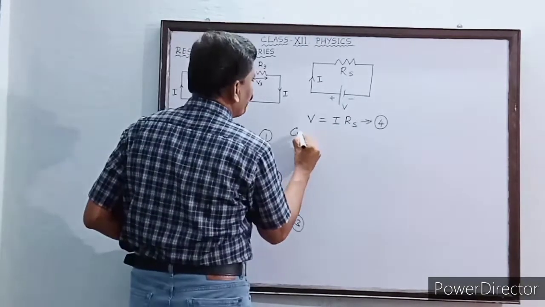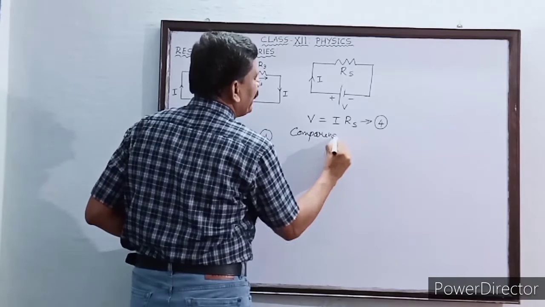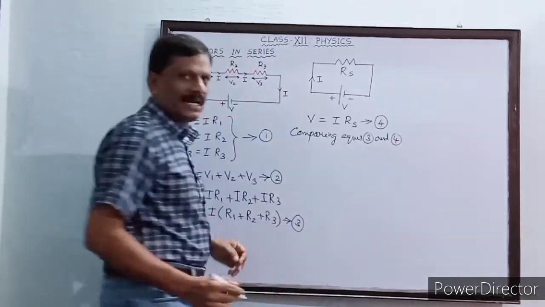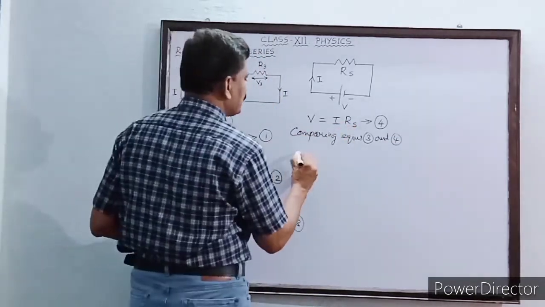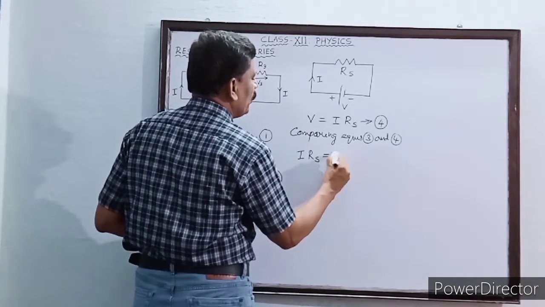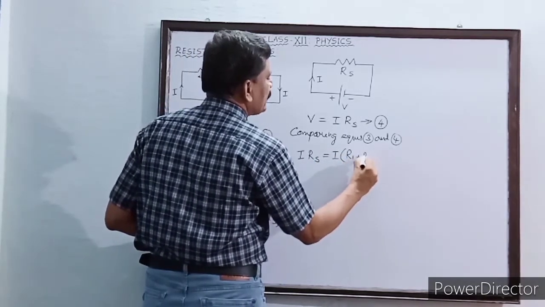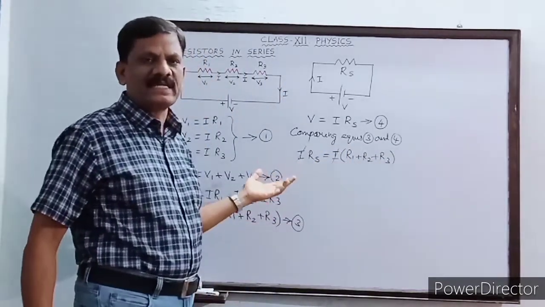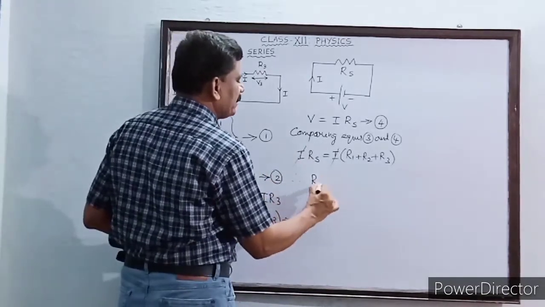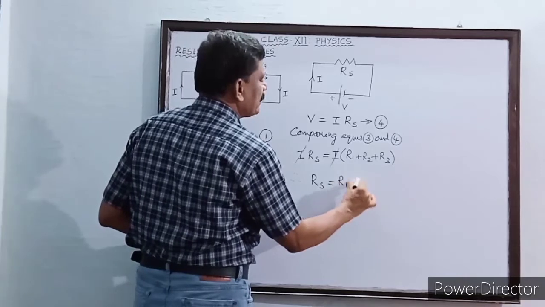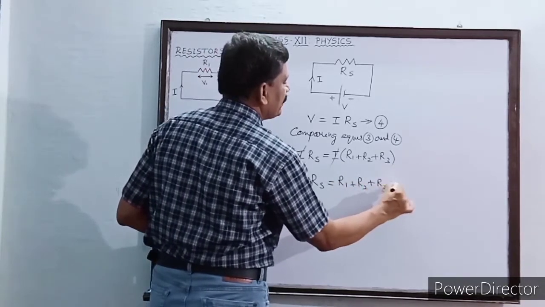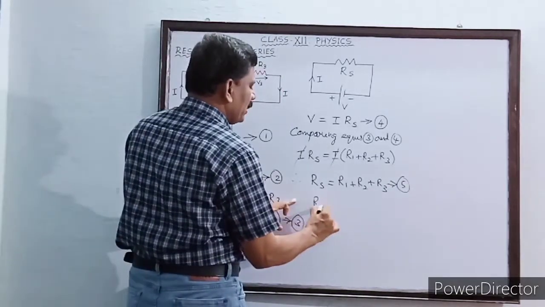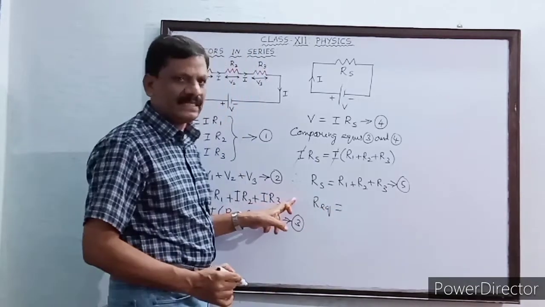So, I am going to compare, okay? Comparing equations 3 and 4. I will write I RS on the left hand side. So this is I into RS must be equal to I into (R1 plus R2 plus R3). Now the common factor I can be cancelled on both sides. Therefore, R series is equal to R1 plus R2 plus R3, and this is the final equation number 5. You have got that? So this is R equivalent. You can write the different notations, R equivalent.